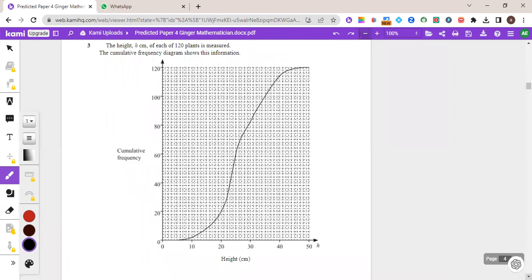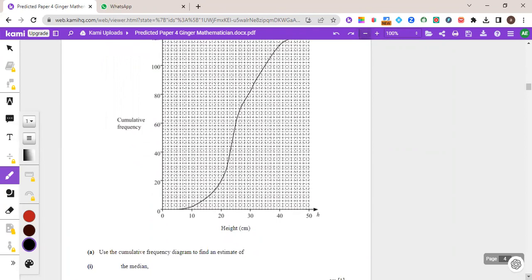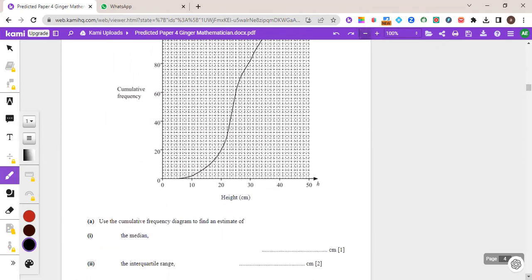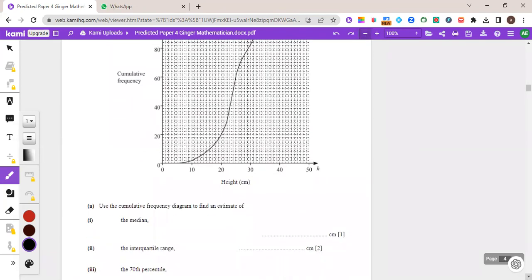Okay, in this question, he gives me the height and the cumulative frequency of 120 plants measured like this. Here the height, here the cumulative frequency, and he says find the median. How to find the median, Mahmoud?